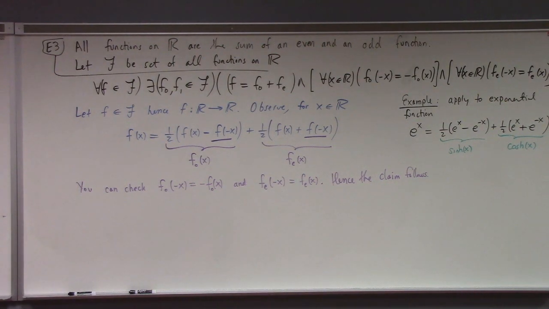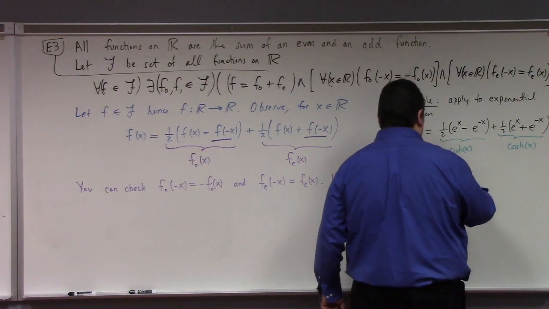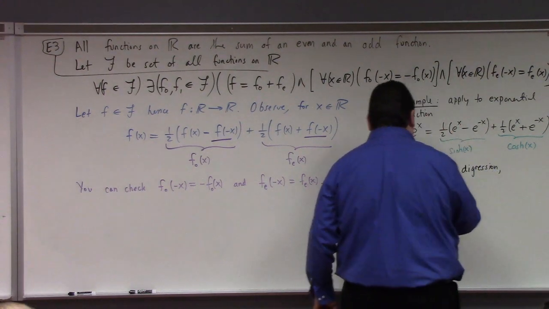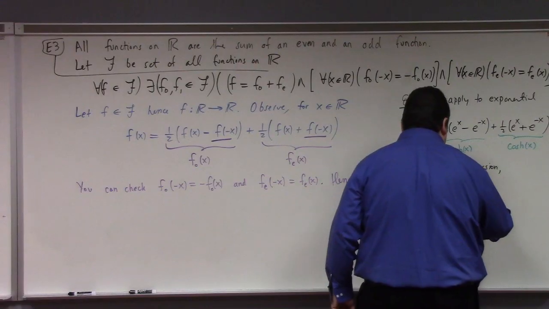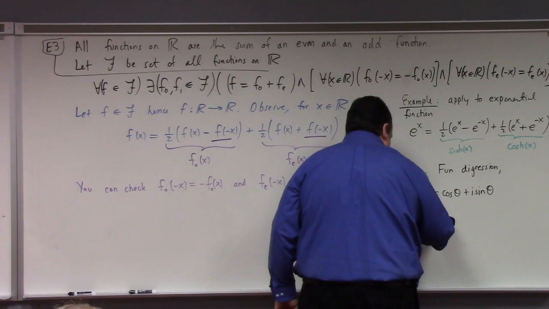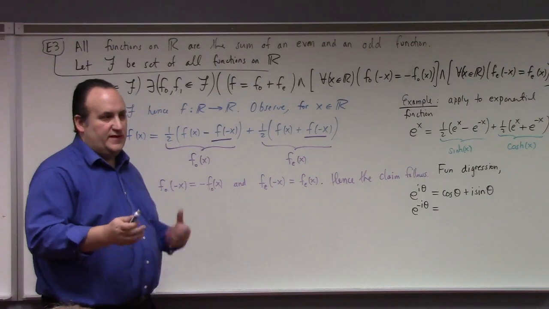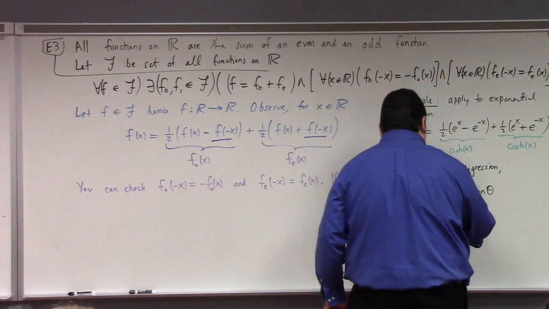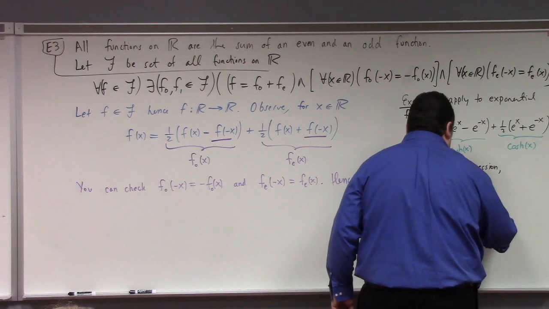Fun fact, a fun digression, is if you look at e to the i theta equals cosine theta plus i sine theta, then if you plug in minus theta, cosine is an even function, right? So cosine of minus theta is just cosine of theta. But sine is odd, so I pull the minus out from sine, and I get minus i sine theta.